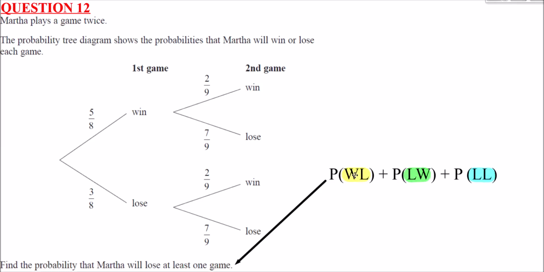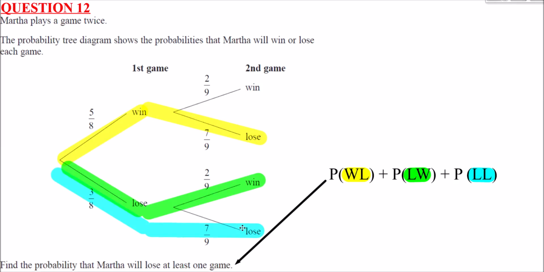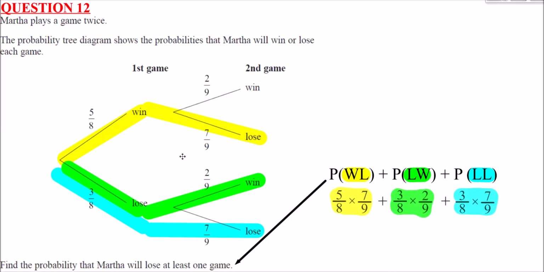So win-lose, I'm going to highlight in yellow, lose-win in green, and 2 losses in blue. To work out each individual probability, we multiply the numbers we pass along as we go from the start through to the end of each branch. So for win and then lose, it's 5/8 multiplied by 7/9. Lose and then win will be 3/8 multiplied by 2/9, and then lose and lose again will be 3/8 multiplied by 7/9. All we have to do now is compute these fractions.